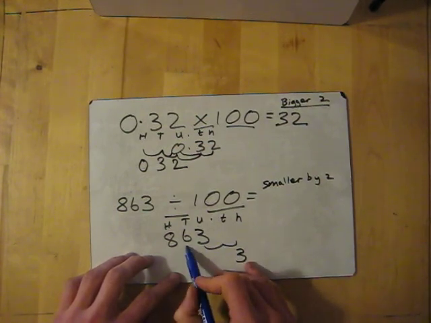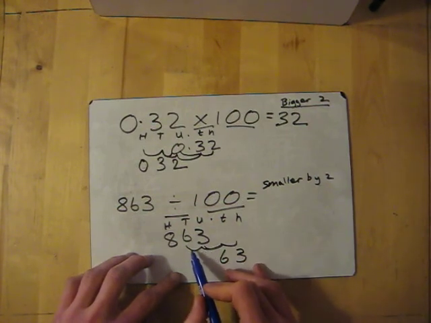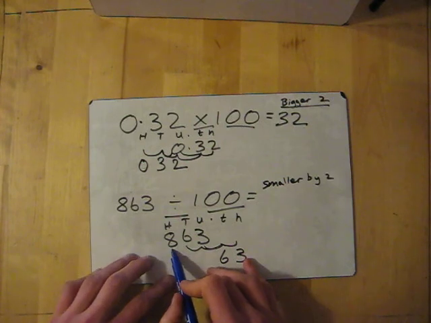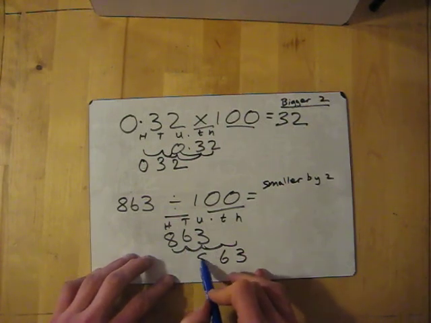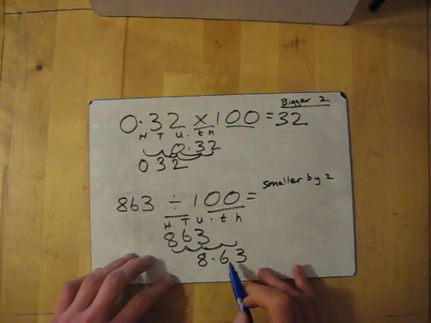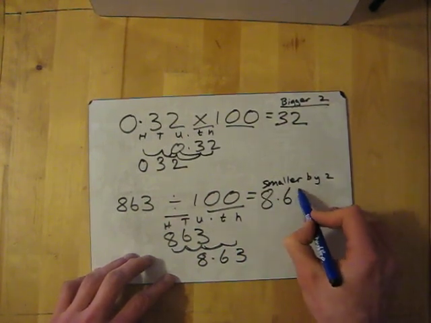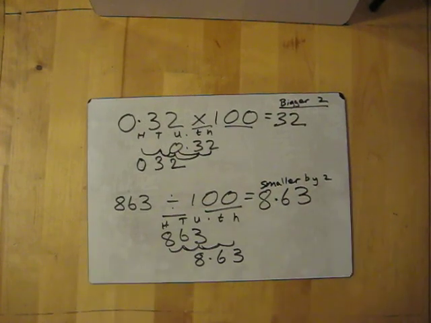The 6 moves down 2. 1, 2. And the 8 moves down 2. So 1, 2. So 8 is there. So we've got 8 units, decimal point, 6 tenths, 3 hundredths, so it's 8.63.